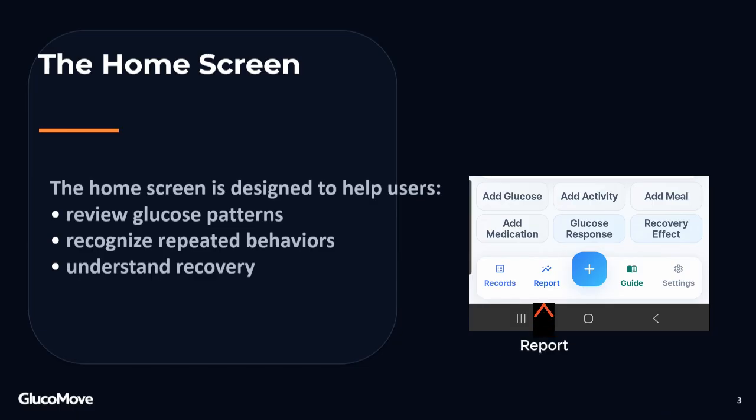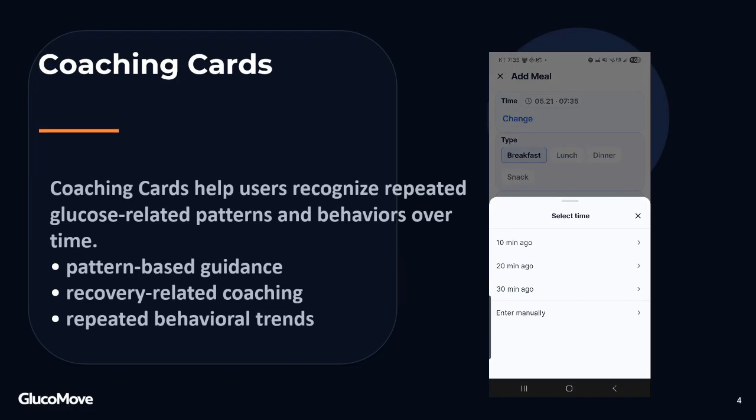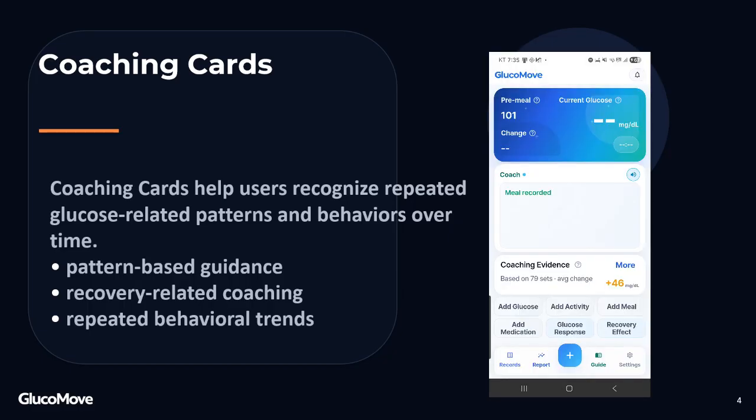The Reports section analyzes recorded information from multiple perspectives, including trends, responses, recovery patterns, and repeated behaviors. The Guide section provides educational content designed to help users better understand glucose-related concepts and use the app more effectively. Finally, the Settings section allows users to access additional features such as account upgrades, medication reminders, data management, and personalization options.